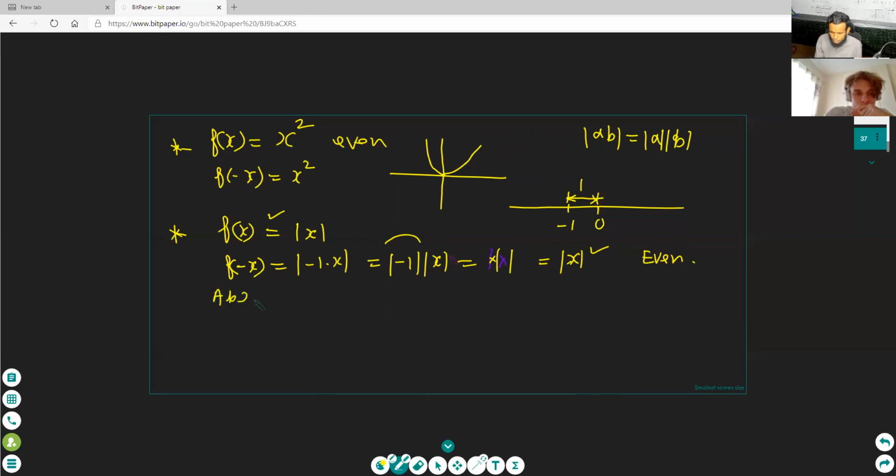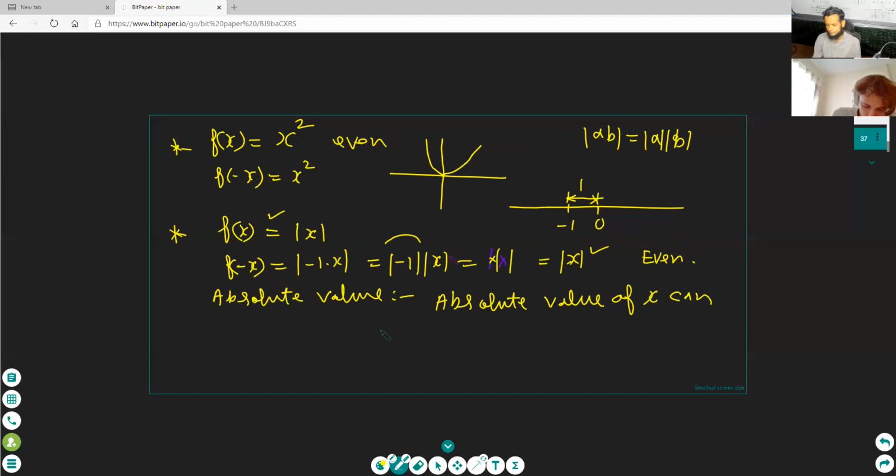Absolute is the distance from 0. Absolute is the distance of any number from 0. Clear? Distance is always positive. Okay. The absolute value of x can be defined as follows.